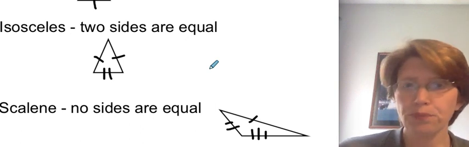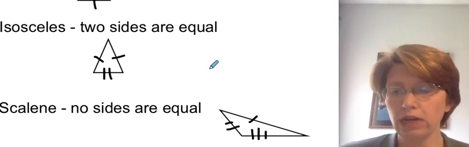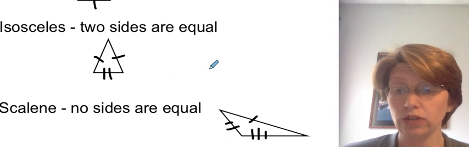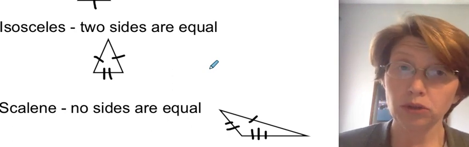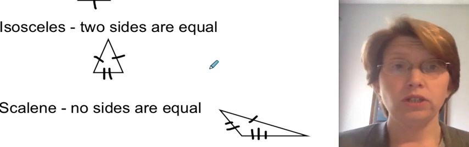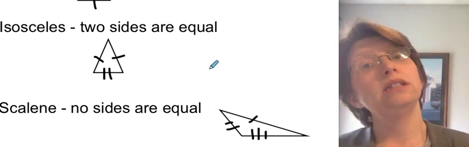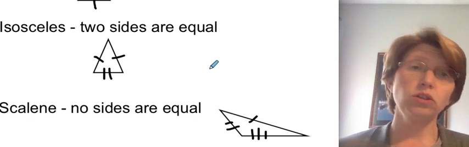What about 10? If the measure of an angle in an equilateral triangle is 60 degrees, what is the measure of the other 2 angles? Well, look at number 2. 60, 60. What was the other one? 60. So the other 2 are going to be 60.